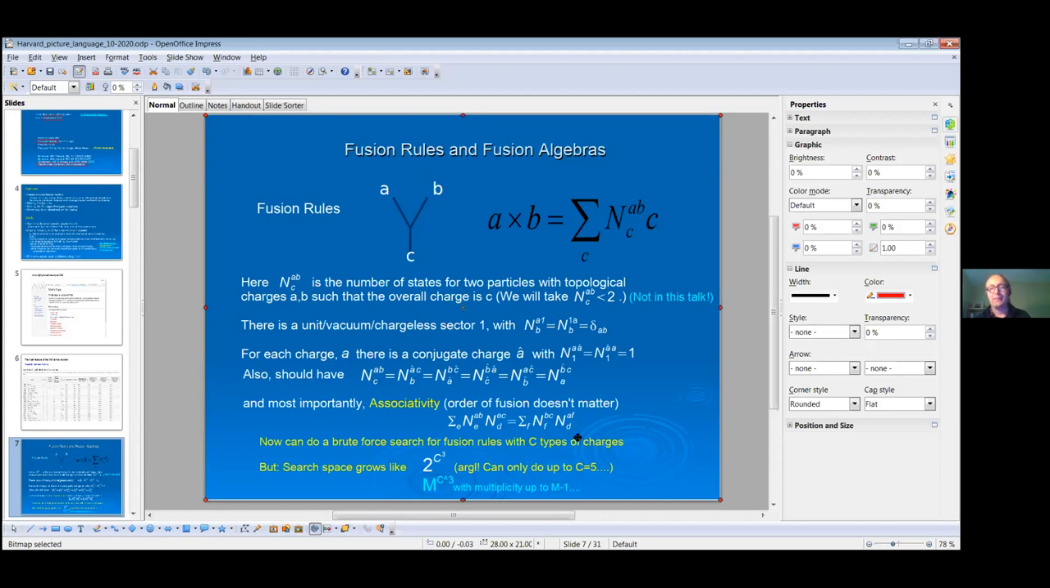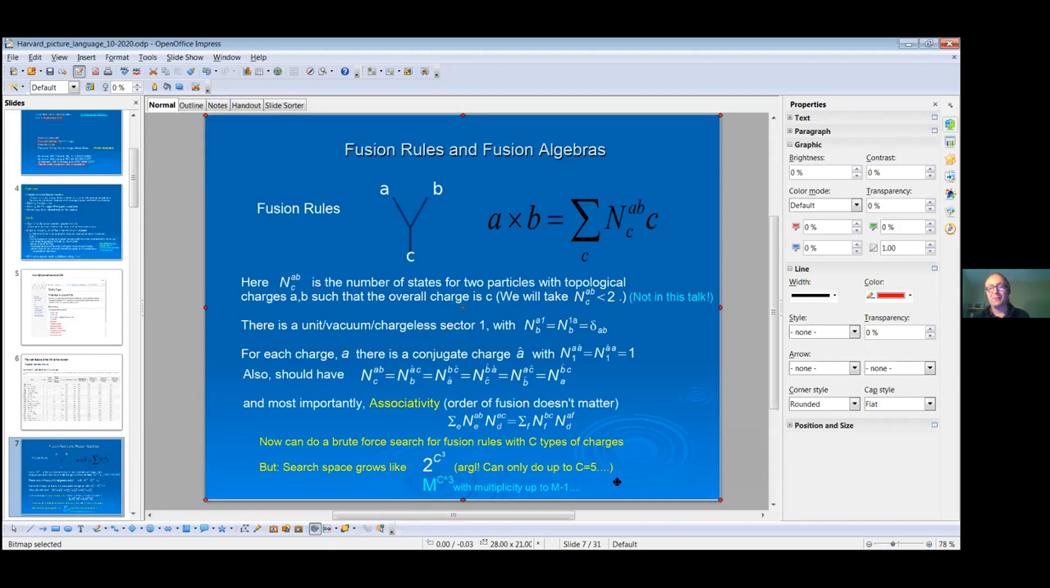And then if we have multiplicity 2, then each of the coefficients could be 0 or 1 in principle. So we have a choice of 2 for each coefficient. We have, in principle, the number of particles to the third different coefficients. And so you get then 2 to the power C to the power 3. Or if we want higher multiplicities, then if m is the highest allowed multiplicity, then it would be m to the power C to the power 3.